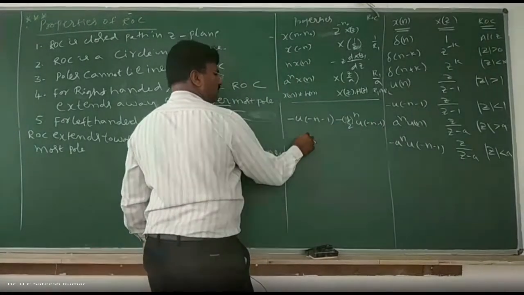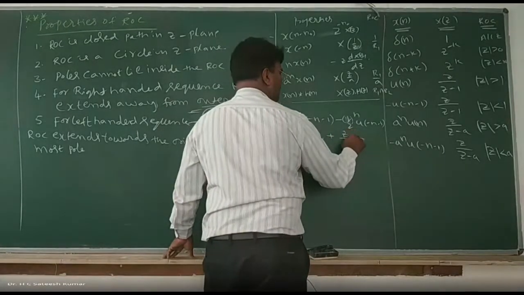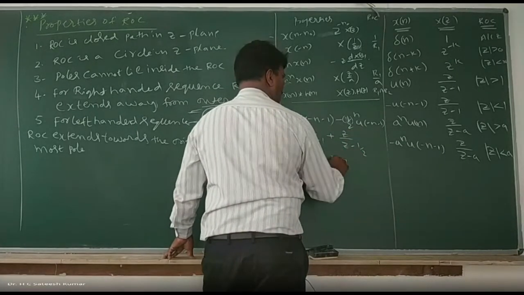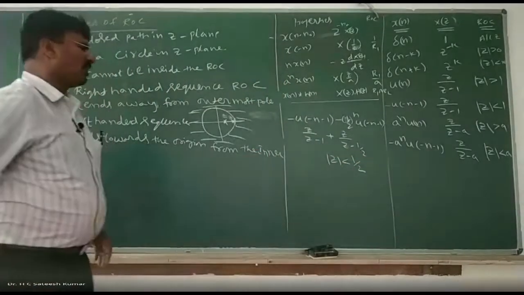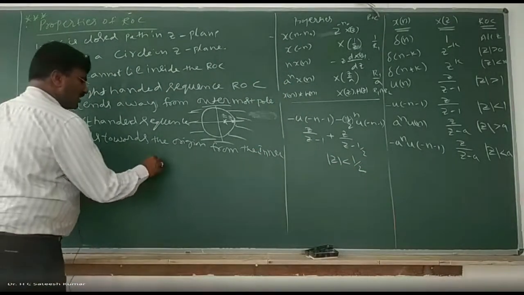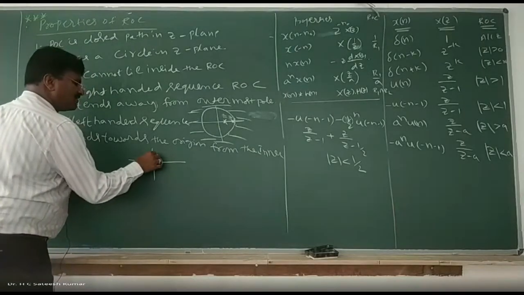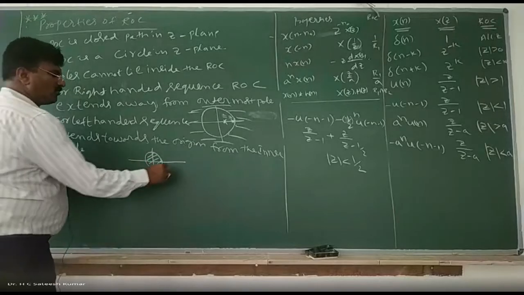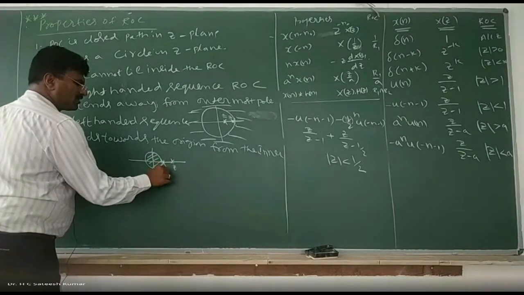What is this one? Z divided by z minus 1 plus z divided by z minus half, and ROC we got as mod z less than half, if I am right. If it is 1 by 4, it is mod z less than that. ROC mod z less than half means, let us say this is half, less than half means inside. Where are the poles? One is here, another one is here. One is 1, another one is half.